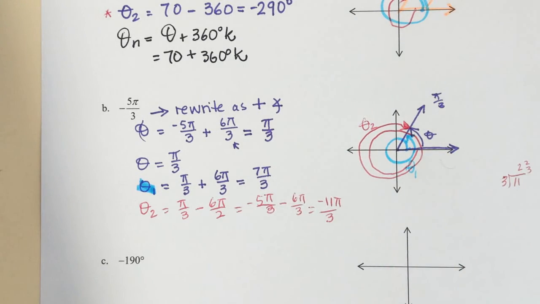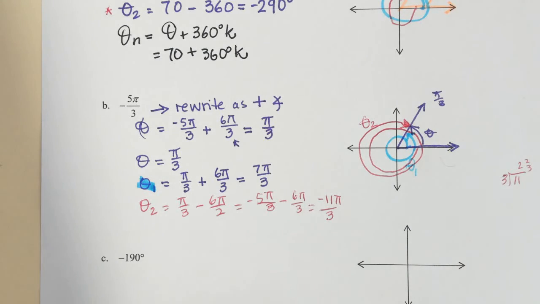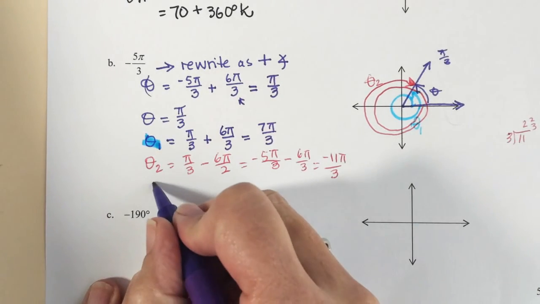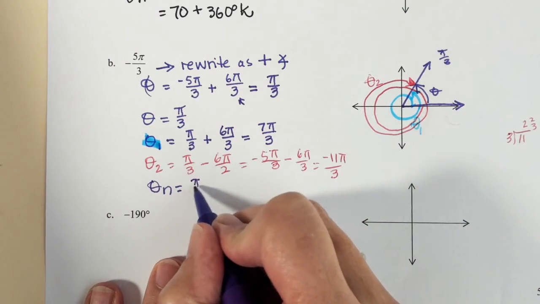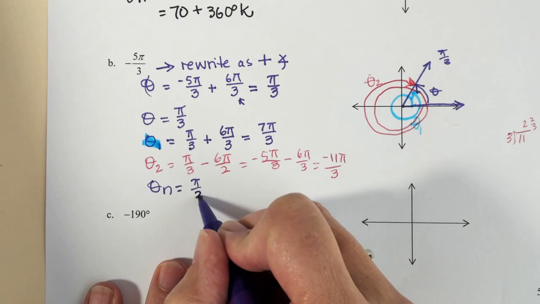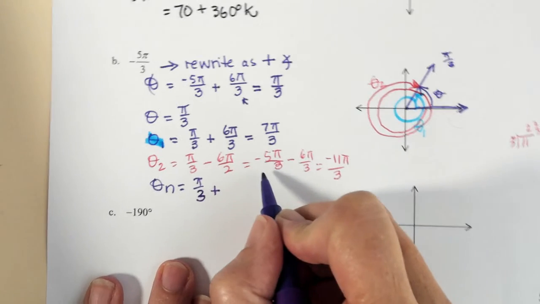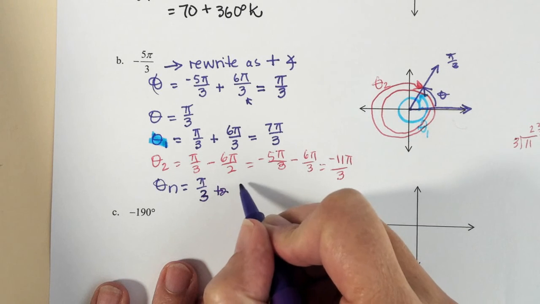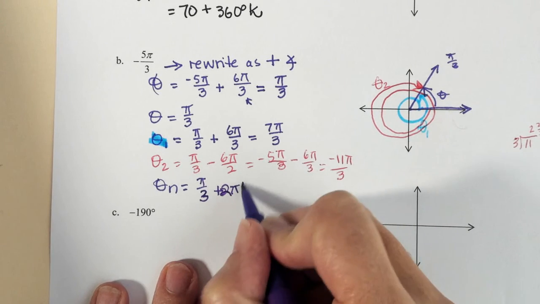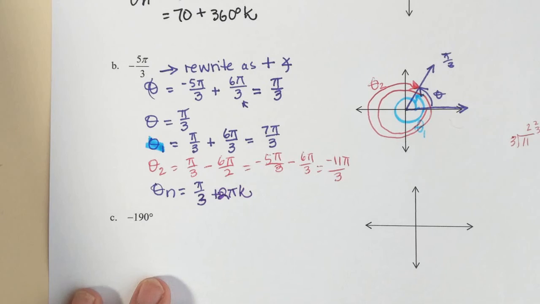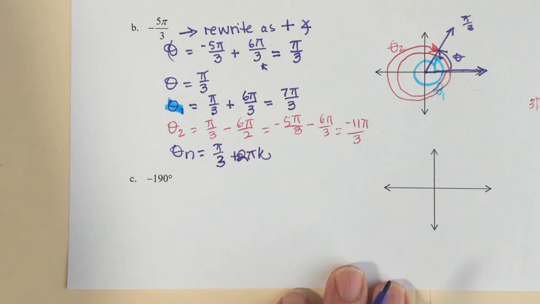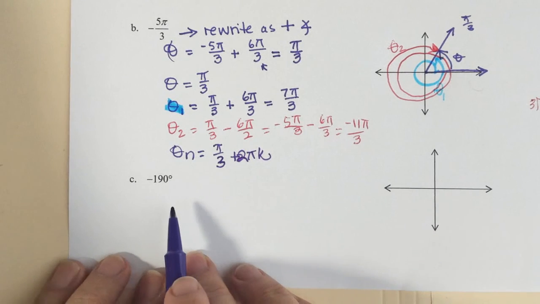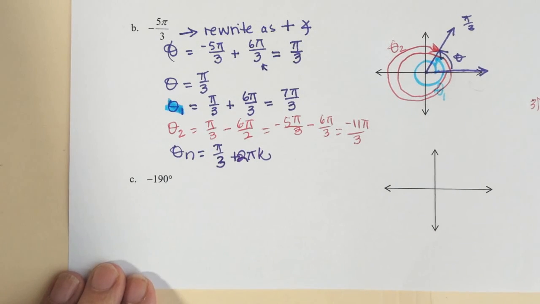Now what I haven't done yet is write my generalization, but it's very similar to what we did earlier. And I'm going to use this one, pi over 3 plus 2 pi, and then the negative 1 here. Why don't you pause the video and try that one, and then come back and I'll have the answer for you.